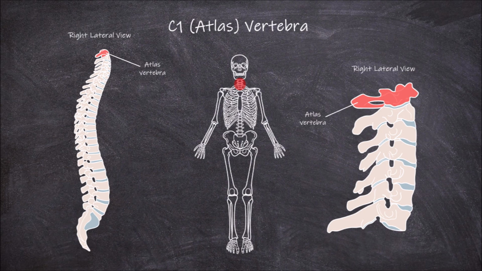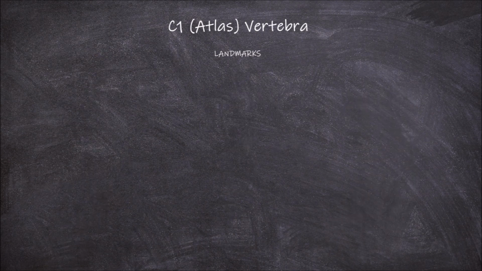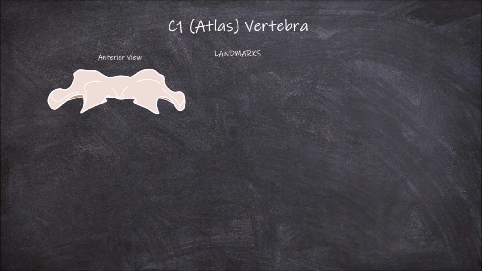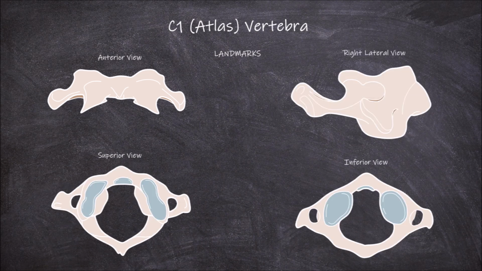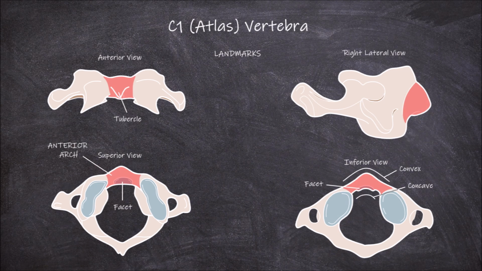Now we're going to look at the different landmarks and features of this bone. Here we have the anterior view, the right lateral view, the superior view, and the inferior view of this bone. The first region of this bone is the anterior arch, which is the anterior part of this bone. The anterior surface of this arch is convex in shape. The center of this surface has a tubercle. The posterior surface of this arch is concave in shape. It has a circular facet for articulation with the dens of the C2 axis vertebra.